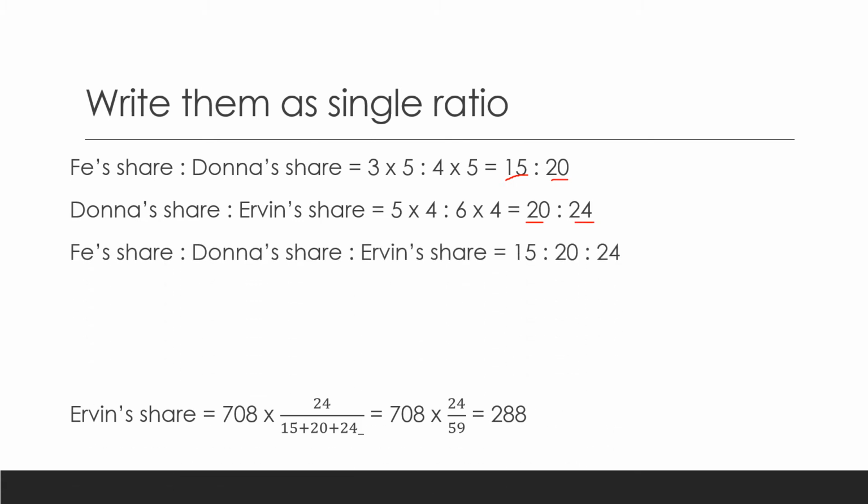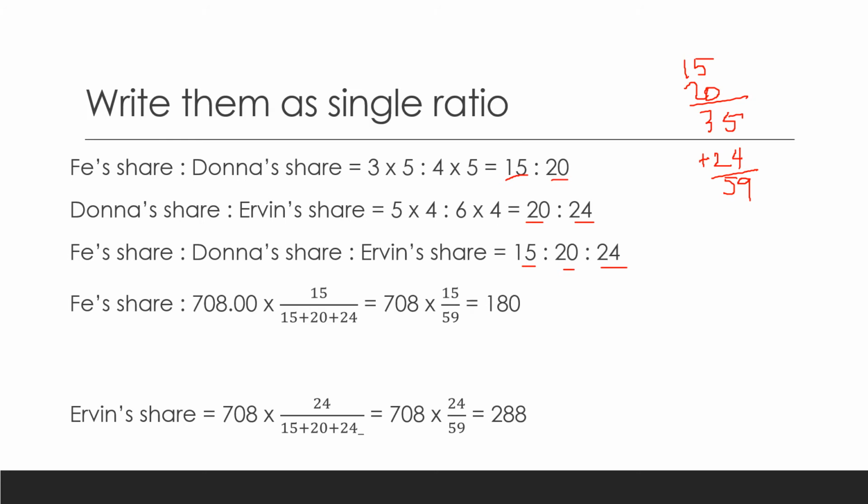And Fe's share is to Donna's share is to Erwin's share. So that will be 15 is to 20 is to 24. So if we're going to total that, that's 15 plus 20, 35, plus 24 equals 59.